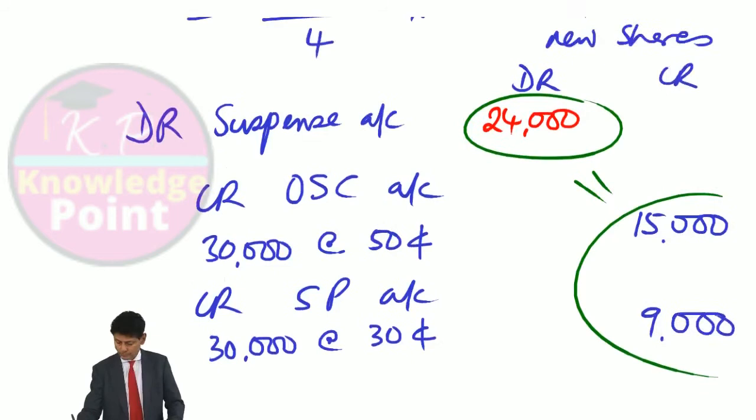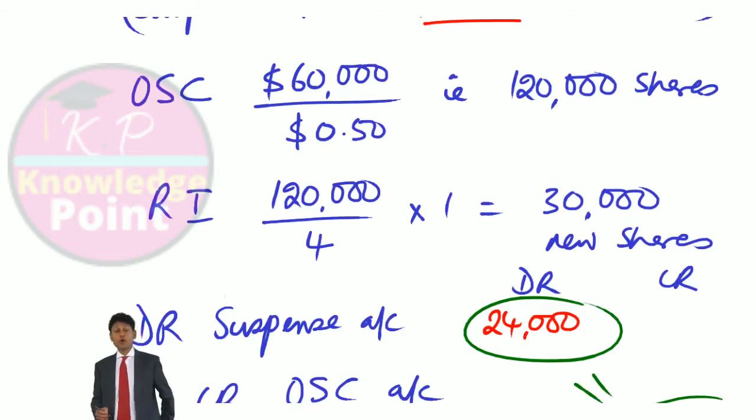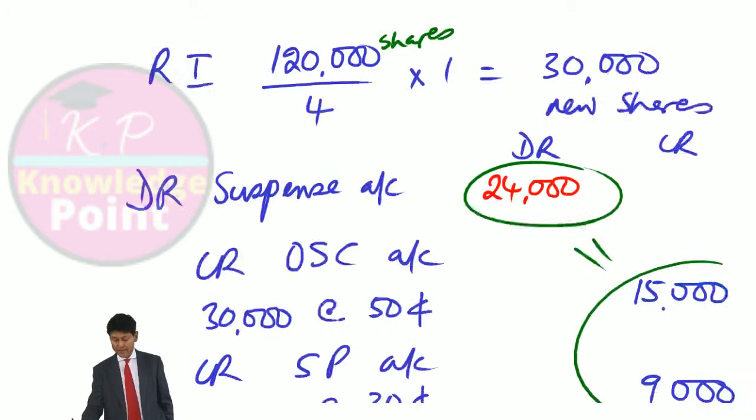So the rights issue is 1 for 4, says the question. So if you take your 120,000 shares, you divide by 4, multiply by 1, 30,000 new shares. So you just put that into place like that.